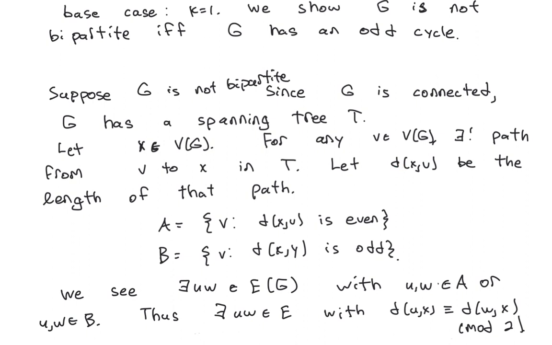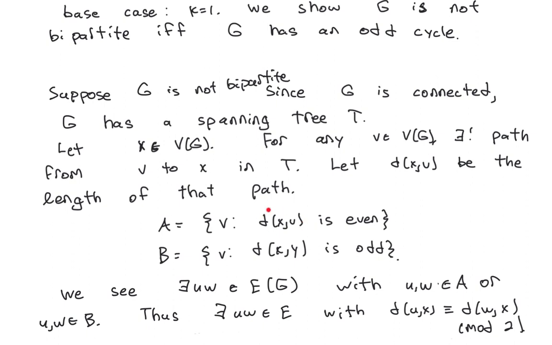We're going to consider the following two sets. A is going to be the set of those vertices for which d of x v is even, and B is going to be those vertices for which the distance between x and v is odd. Note that these have to be disjoint sets, and note that every vertex in the graph has to be in one of them. So this is a potential bipartition. But since we're assuming G is not bipartite, this is not a bipartition, so there has to be an edge in our graph where both endpoints are in one of our two sets.